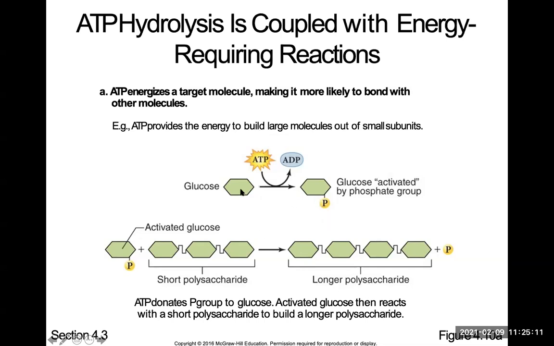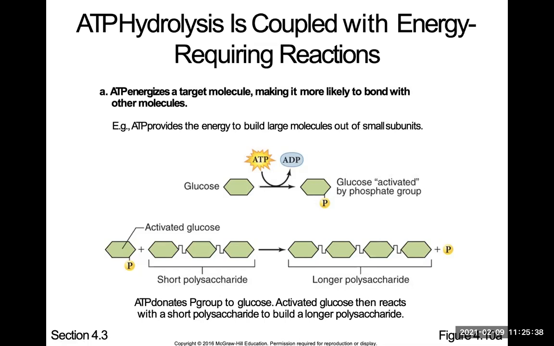You have a glucose molecule here. You want to take this glucose molecule, you want to put it on this chain here. This is a short polysaccharide. You need energy for that. So once it takes the phosphate group, it activates this, and it's going to connect with this chain. Now you have a longer polysaccharide. So basically, you need energy to build larger molecules out of small subunits.